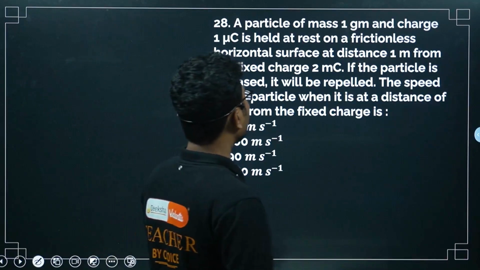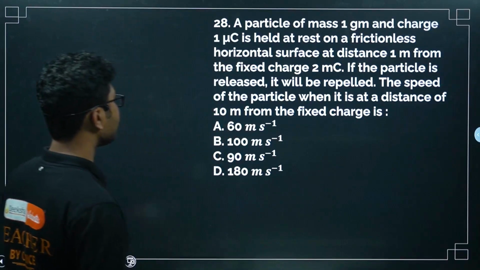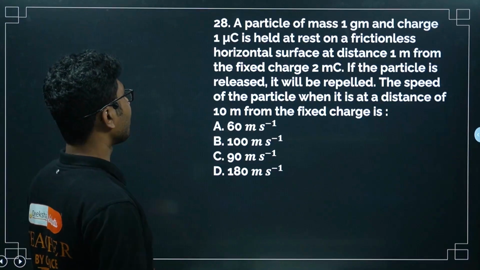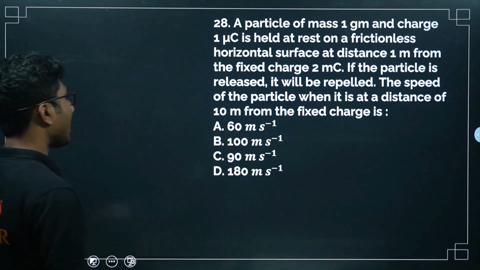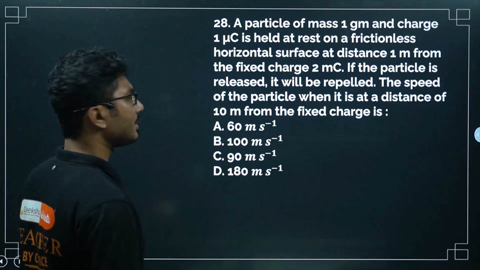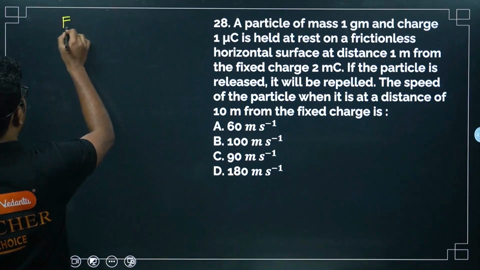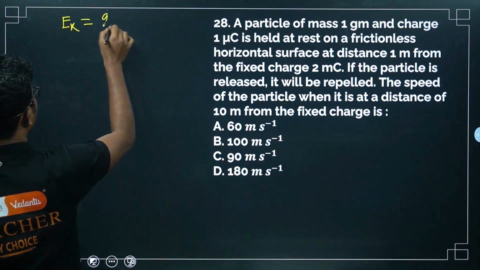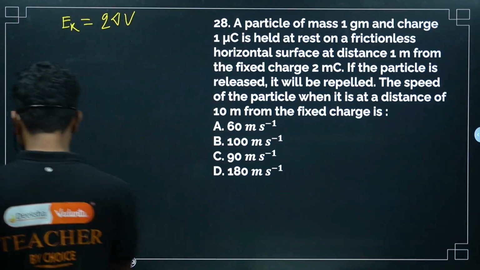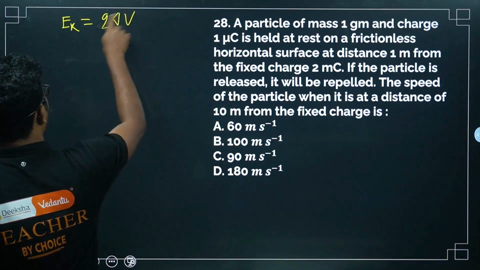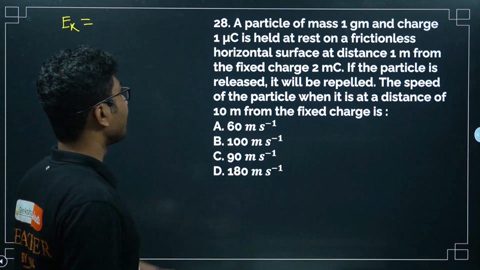A particle of mass 1 gram and charge 1 microcoulomb is held at rest on a frictionless horizontal surface at a distance 1 meter from the fixed charge 2 millicoulomb. If the particle is released, it will be repelled. Find the speed of the particle when it is at a distance of 10 meter from the fixed charge. Same question, similar concept you have solved, that kinetic energy is basically Q times delta V. Okay, so in this case kinetic energy is initial potential energy minus final potential energy.